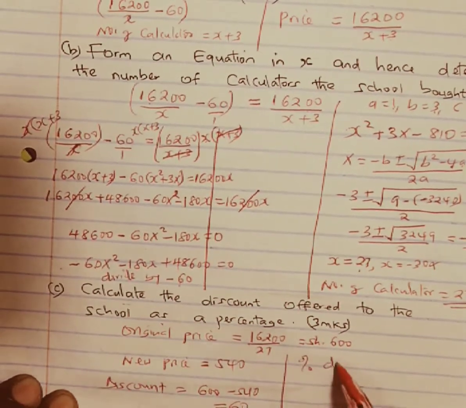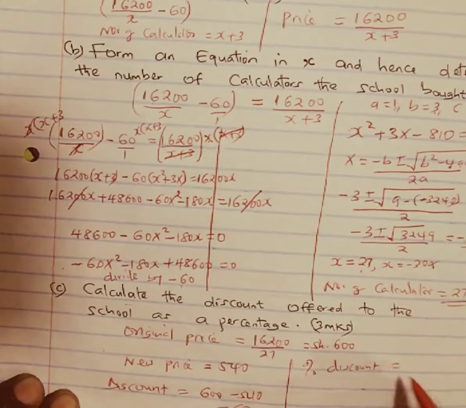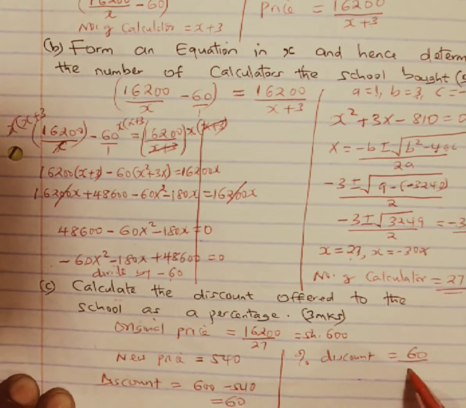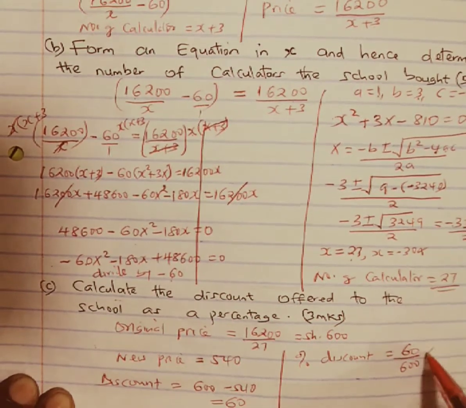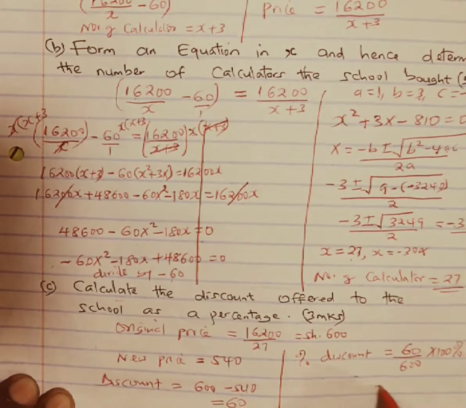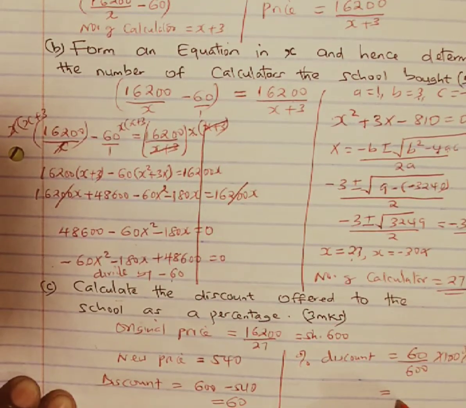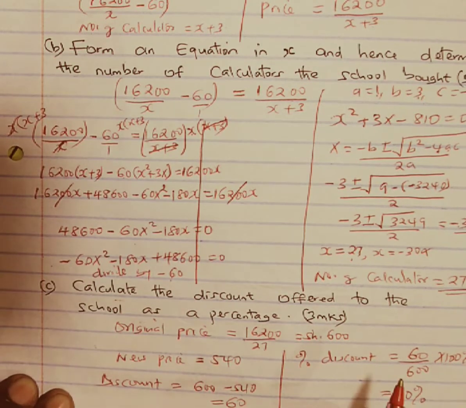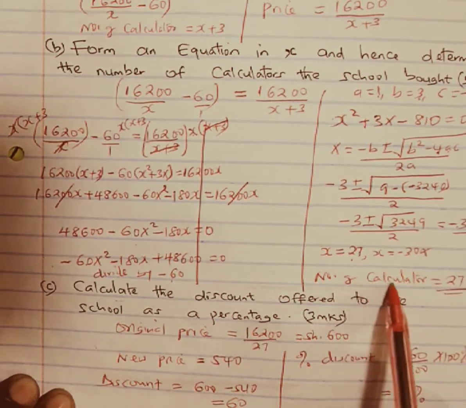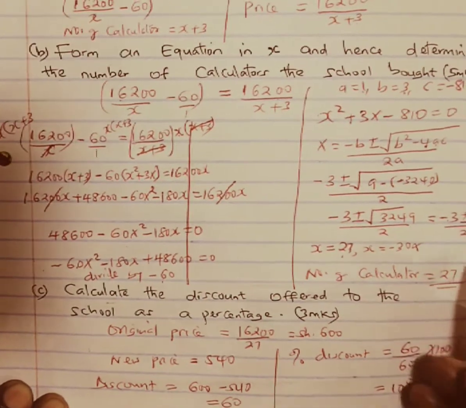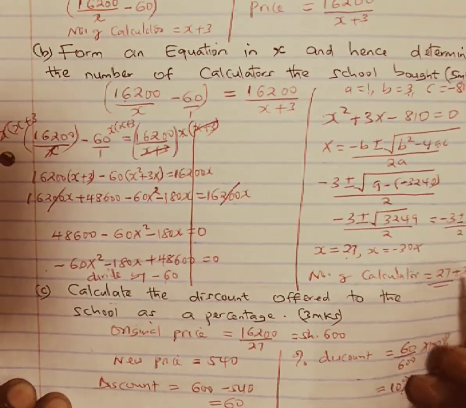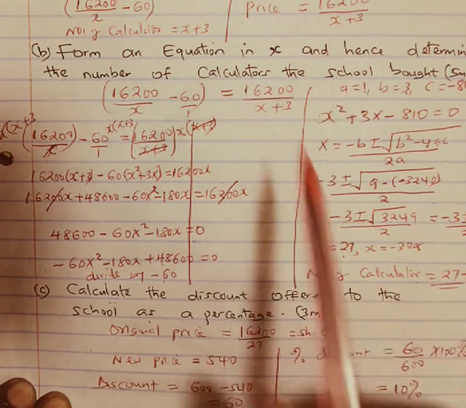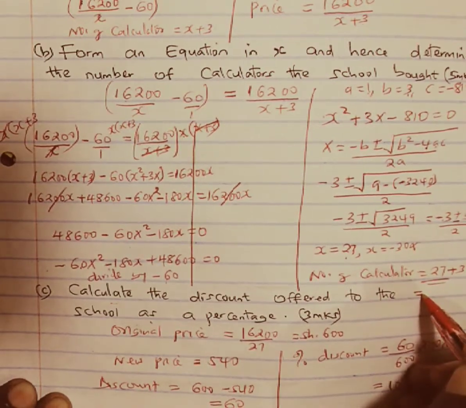So for the percentage discount, you take the discount itself, which is 60, you divide by the original price, which is 600, you multiply by 100%, and this one is going to translate to 10%. Going back to get the number of calculators that are going to be bought here, these ones are going to be plus 3, because after the discount we had to buy 3 more calculators, and the answer is going to be 30 calculators.